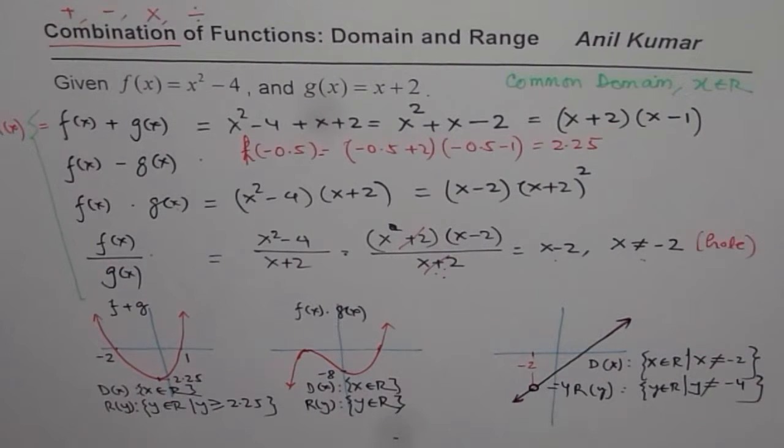Correct. So that is how you find that when you divide these functions, the quotient of these functions will have a restriction in the domain, since the denominator cannot be 0. And from the sketch, you know that the function is a straight line with a hole at x equals minus 2. So domain has a restriction that x cannot be minus 2, and range has a restriction that y cannot be the value of that quotient at minus 2, which is minus 4.